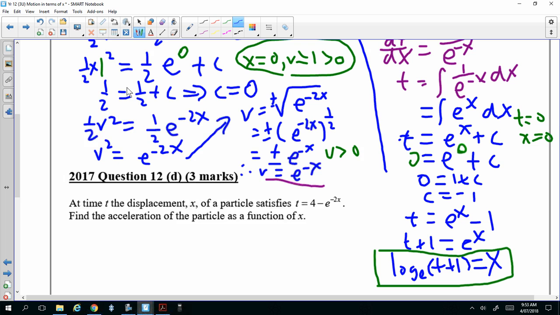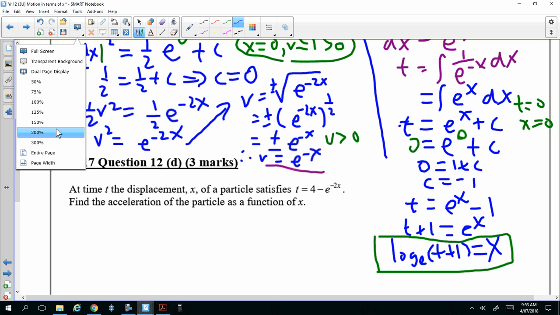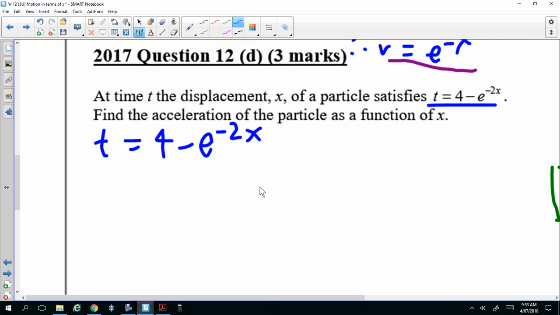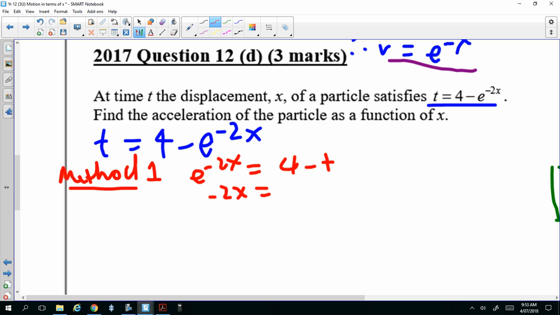To find acceleration, one way to do that, let's write method 1, is to find x in terms of t. So you can write e to the power negative 2x equal to 4 minus t, or negative 2x equal to log of 4 minus t. And then you just have to integrate both. So you integrate to get x dot, and then after you got x dot, you write x double dot. That's one way, but then you have to write that in terms of x. You have to substitute x back into the formula, which can be a bit challenging.